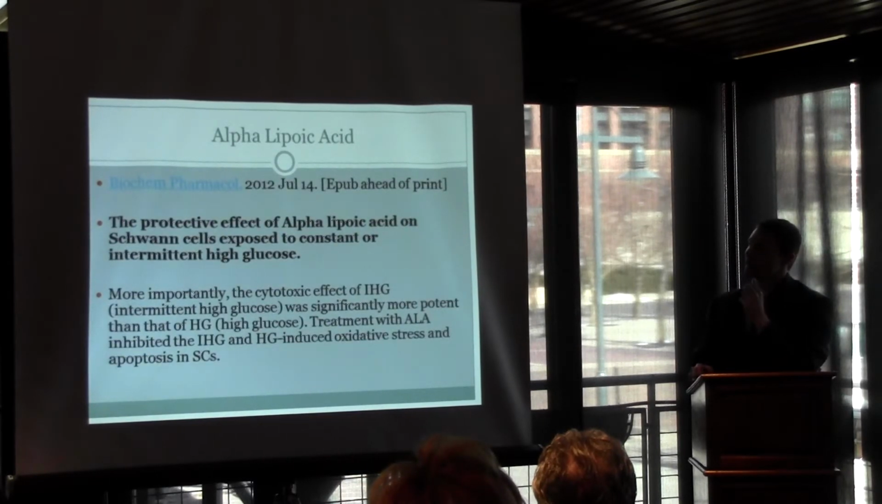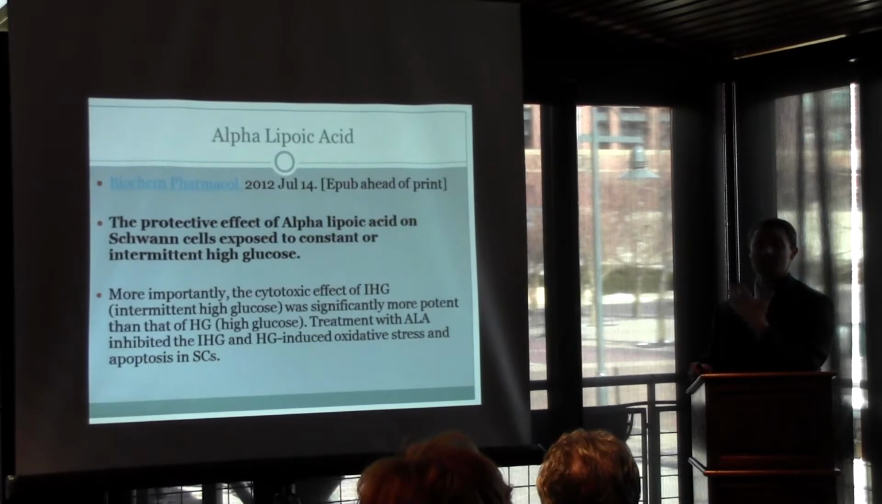I mentioned alpha lipoic acid a little bit earlier. This is looking specifically at the Schwann cells, looking at your myelination here around the nerves. More importantly, I found this pretty interesting when I picked this study up. The cytotoxic effects of intermittent high glucose was significantly more potent than that of high glucose. So what I take away from that is that fluctuations in blood glucose are more of a problem than just an overt high blood glucose level.